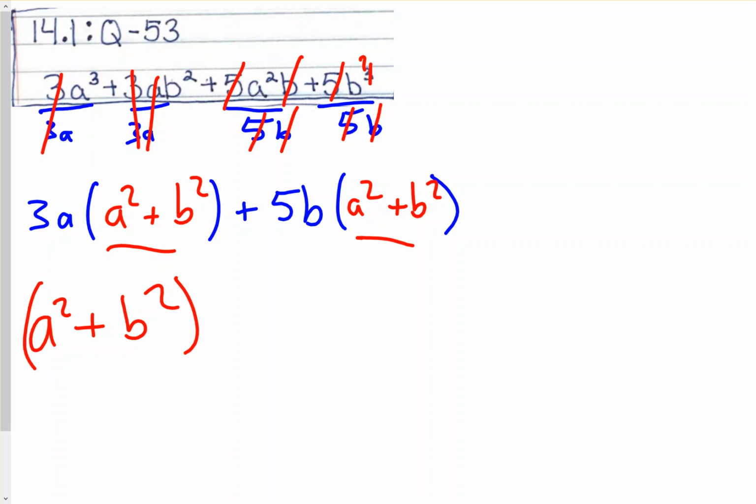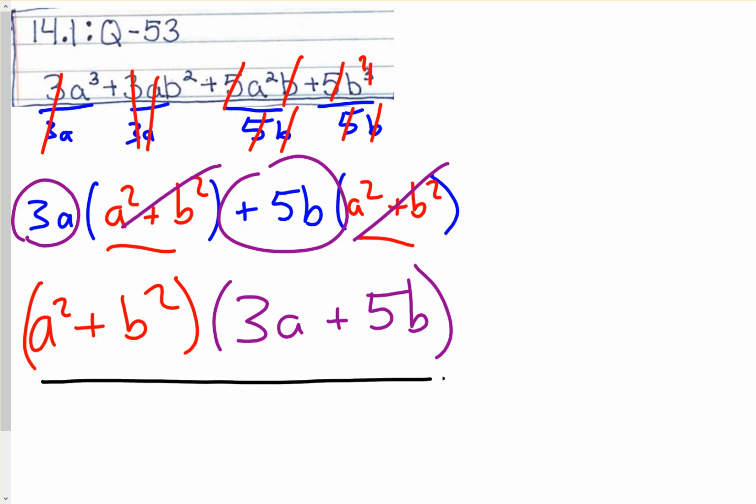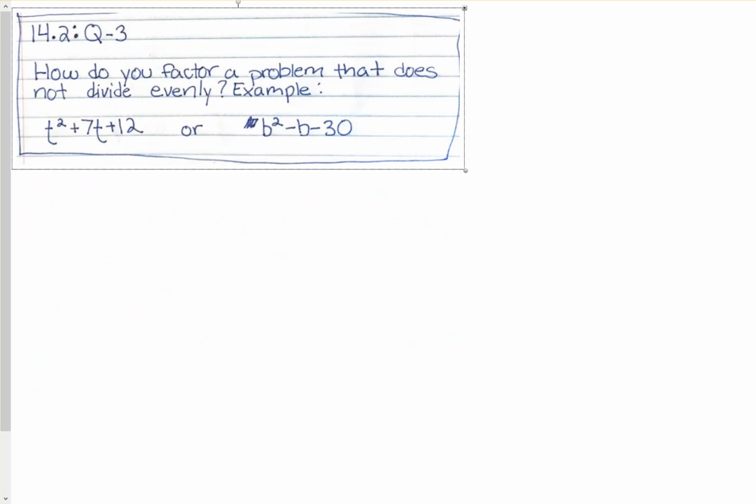Once we factor it out, cross out both of them. Open up a second set of parentheses, and then what's left? You're left with 3a plus 5b. That goes inside your second parentheses. And so this becomes your final answer. Okay, factor by grouping. Let's take a look at our next page.